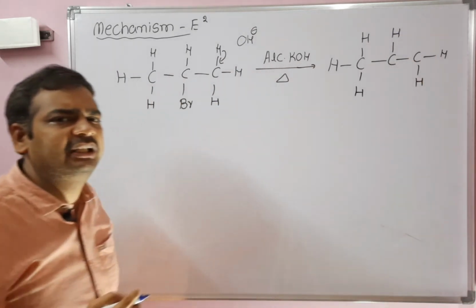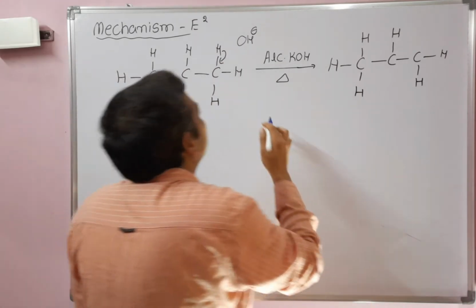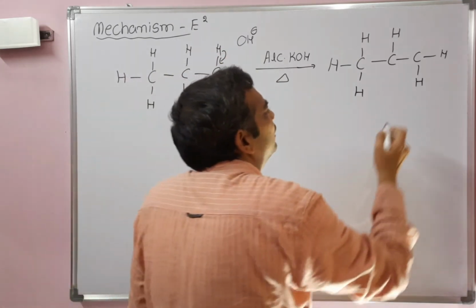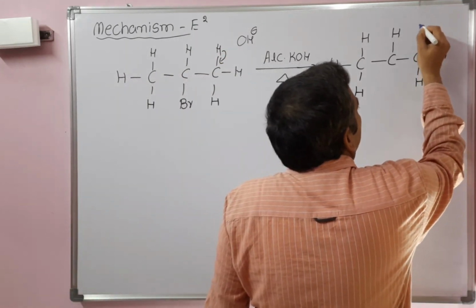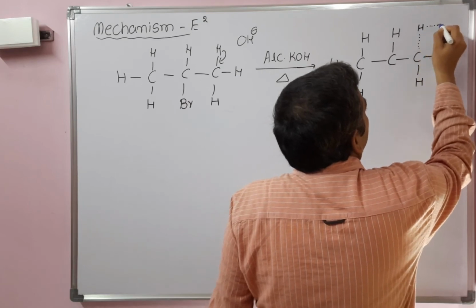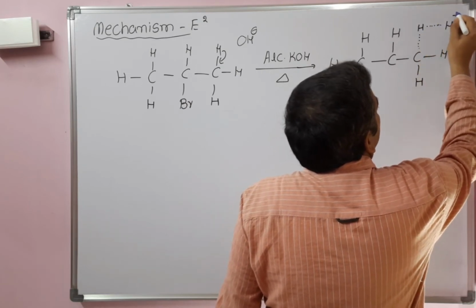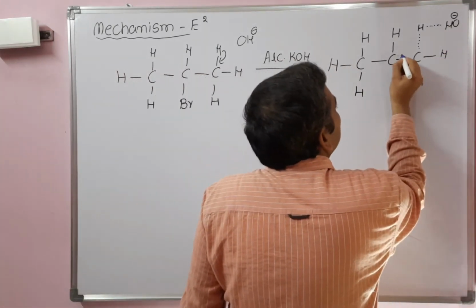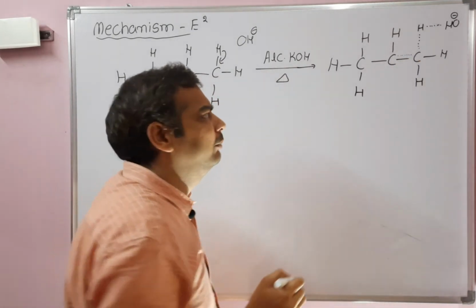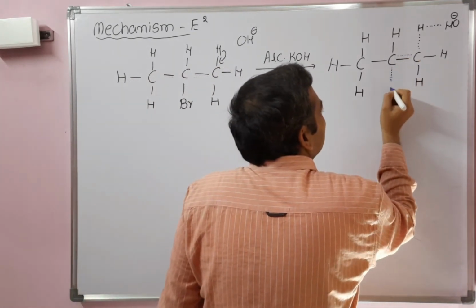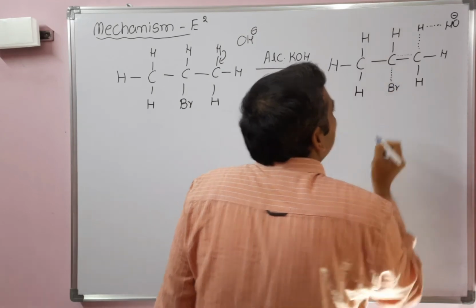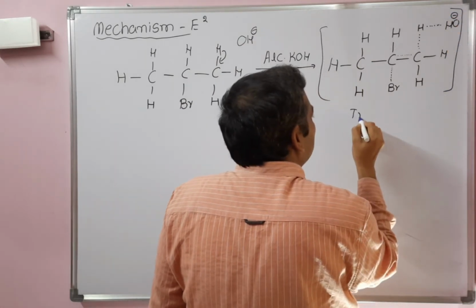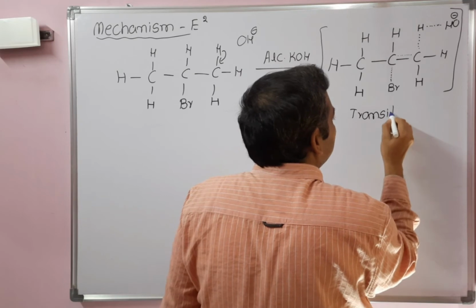Let's see the transition state. What is the transition state here? As soon as this hydrogen is abstracted by the strong base, there is a weak bond between carbon and hydrogen, and there is a weak bond between the strong base and this particular hydrogen which is opposite to the bromo. And there is a partial double bond between the alpha and beta carbon, and this bond is also a weak bond. This is the transition state. It is obtained in the reaction mixture. It is not possible to isolate this one.